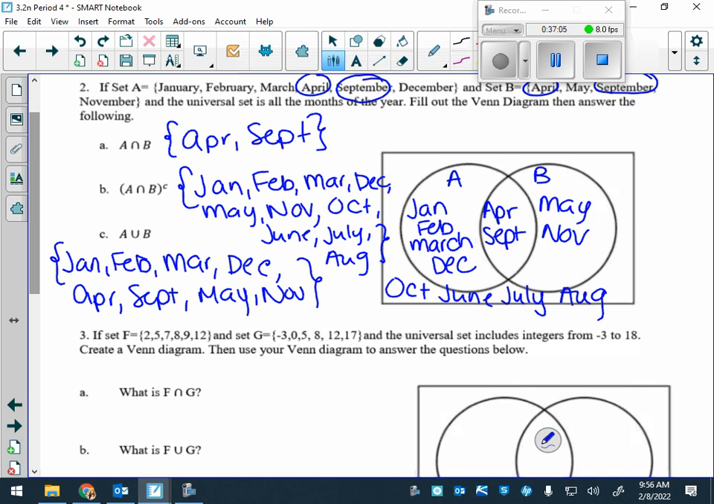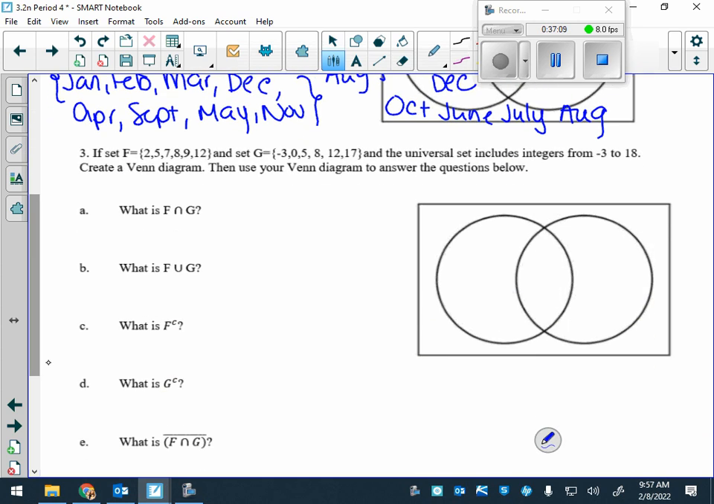So you guys are going to work on one on your own, the last one. Okay? You have F and G. The universal set contains, pay attention, -3 to 18. Okay? -3 to 18 is the universal set. Okay? So fill out your Venn diagram first, then answer the questions. If you did bring your course selection, have that out. Okay? If you didn't, no worries.